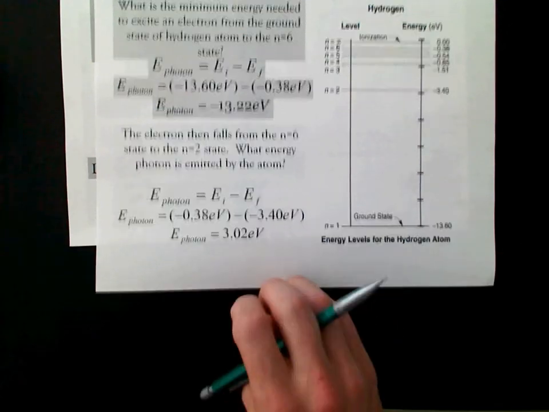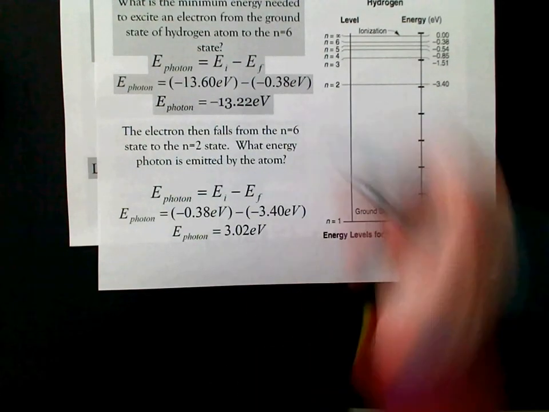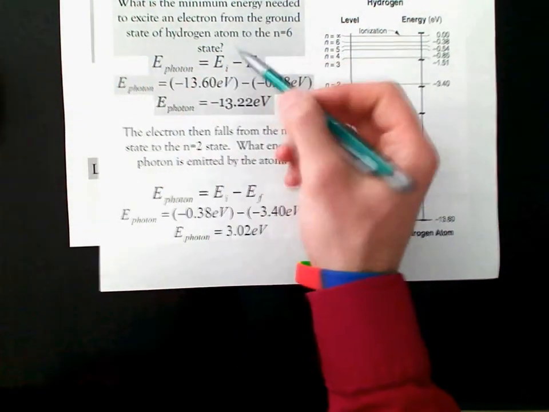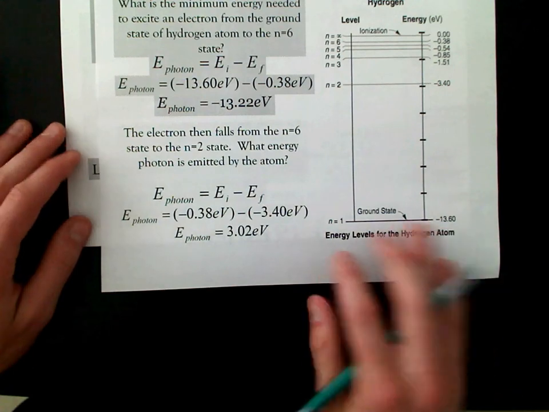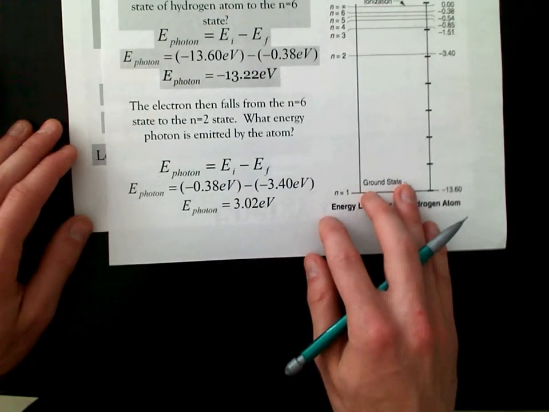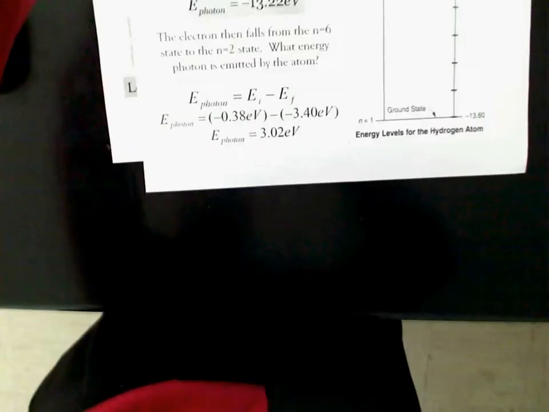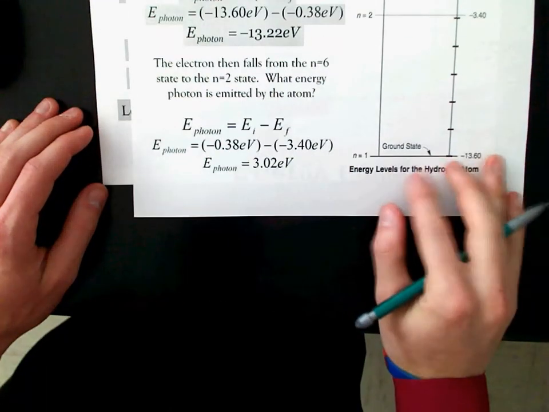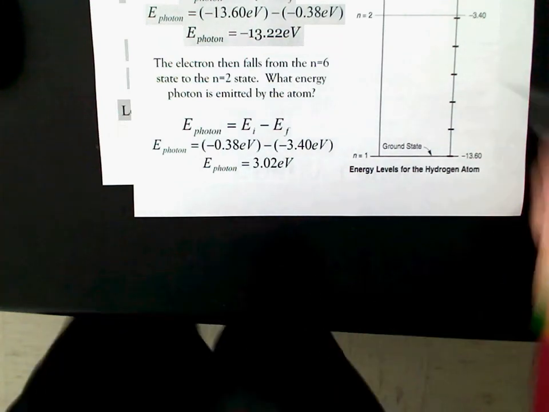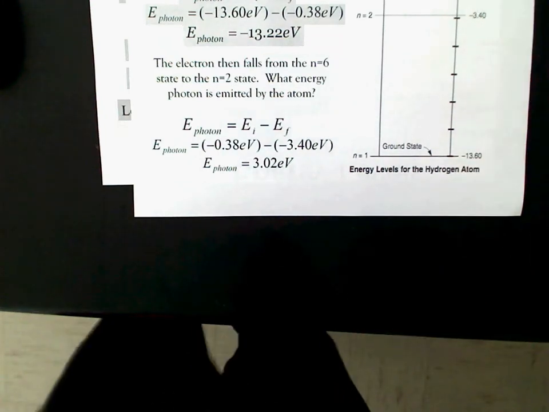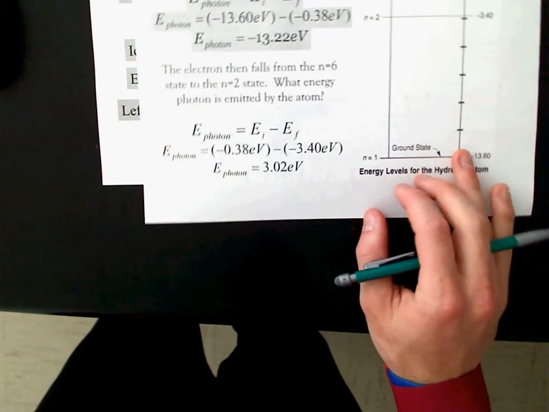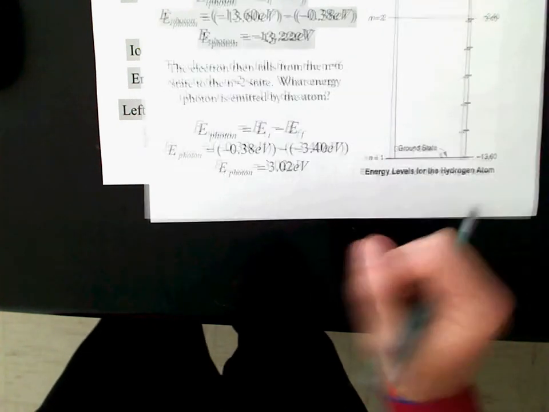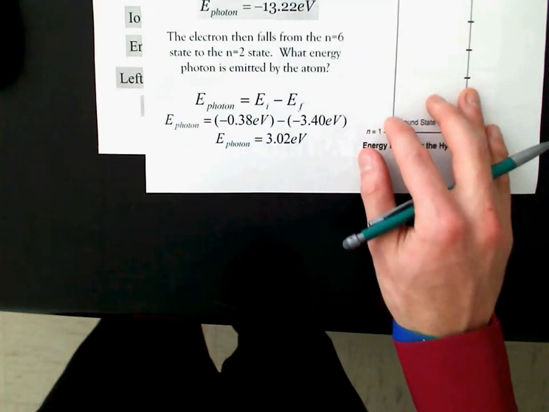All right. Try this one out. So it's falling from n equals 6 to n equals 2. This time we got an emitted energy. So we're not putting any energy in. It's energy coming out. Okay, so we got our final answer, 3.02 electron volts.